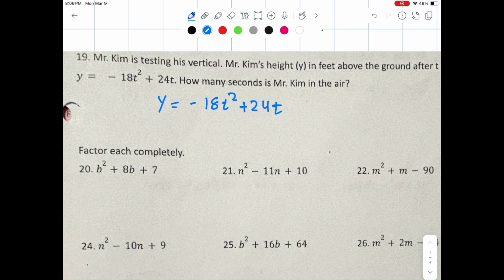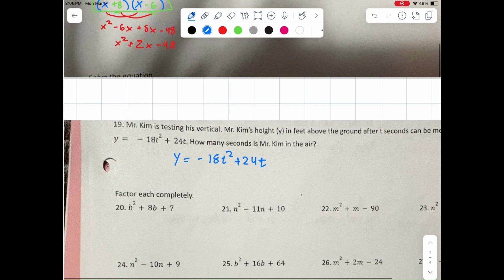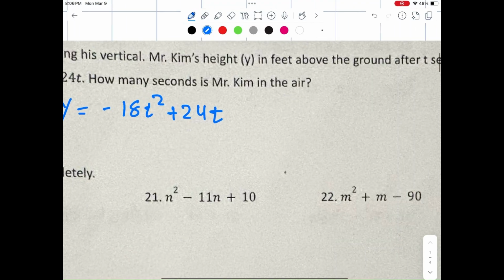The way we're going to do this is we're going to solve it just like one of these problems up here. And by doing that, we're going to set y equal to 0. Because if you think about it, he starts at 0, right? If he's jumping, he starts at y equals 0. He'll jump up to some other height. If he jumps a height h, he's at this height. And then again, he'll fall back down to y equals 0.